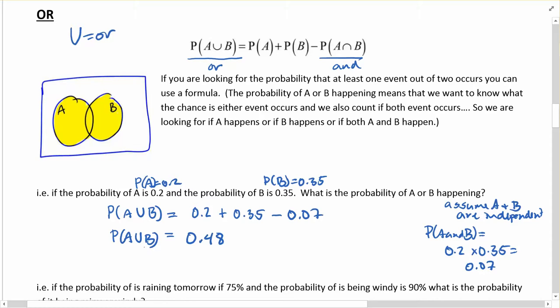So again, you do have a formula for that, and if you don't know the and, you would have to assume that they're independent to solve for that. And again, if they're independent, you can just times them together to get the and.